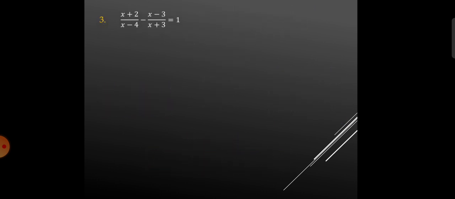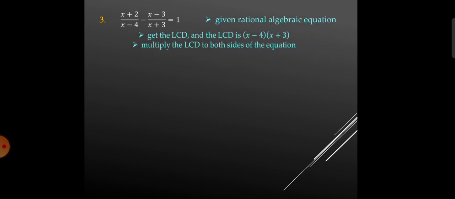Third example. I guess this will be the last, siguro. The given equation is x plus 2 over x minus 4 minus the fraction x minus 3 over x plus 3 equal to 1. Given equation. Get the LCD. And the LCD is the denominators x minus 4 and x plus 3. Multiply the LCD to both sides of the equation.